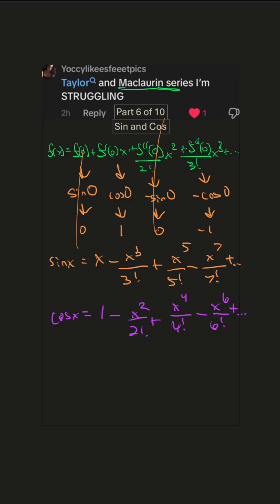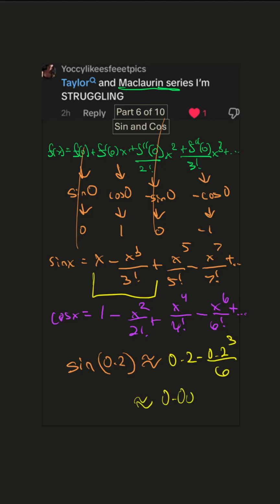So quick example using this formula, sine of 0.2. Well, we plug it in here, and if we just use the first two terms, we get 0.2 minus 0.2 cubed over 6, and that is approximately 0.00133, which is just about what you would get by using a calculator using the sine function.